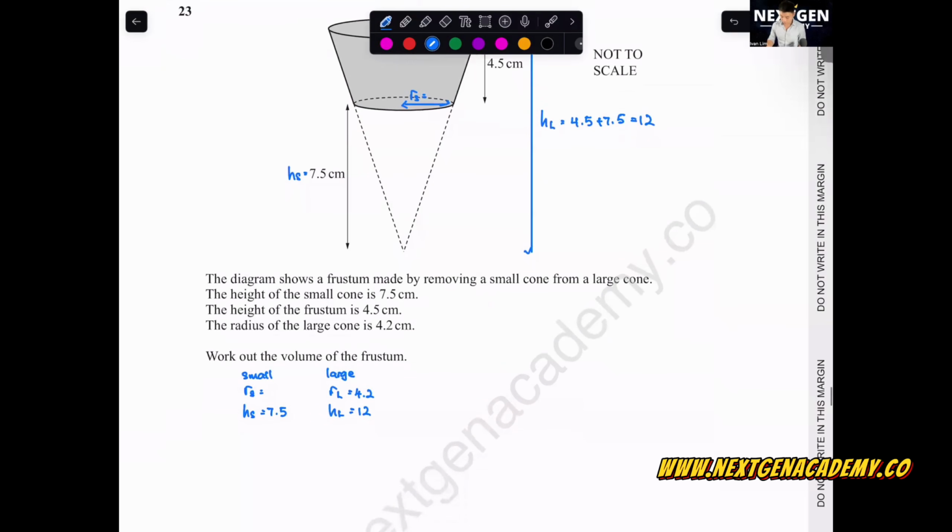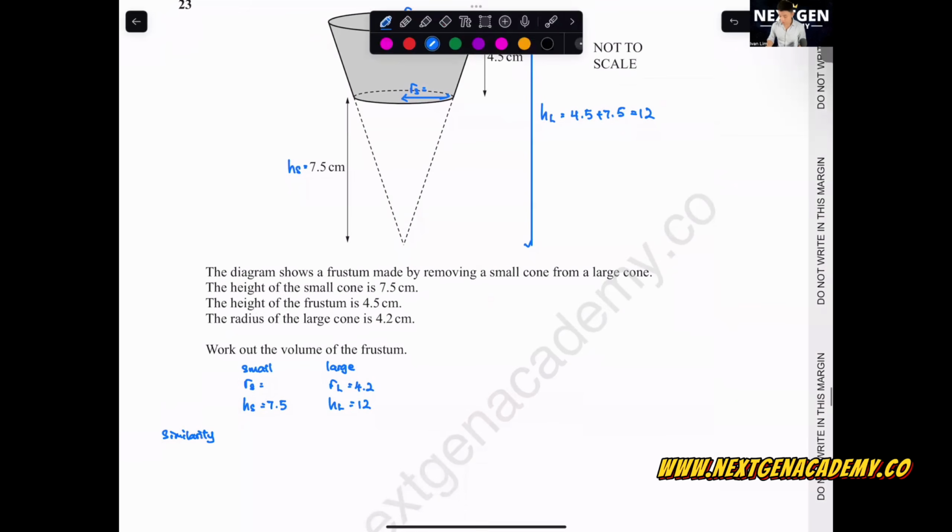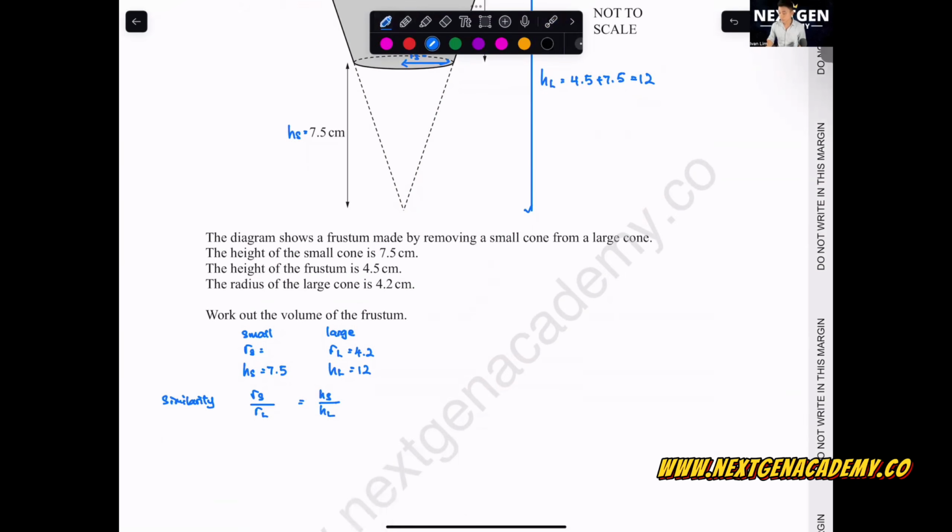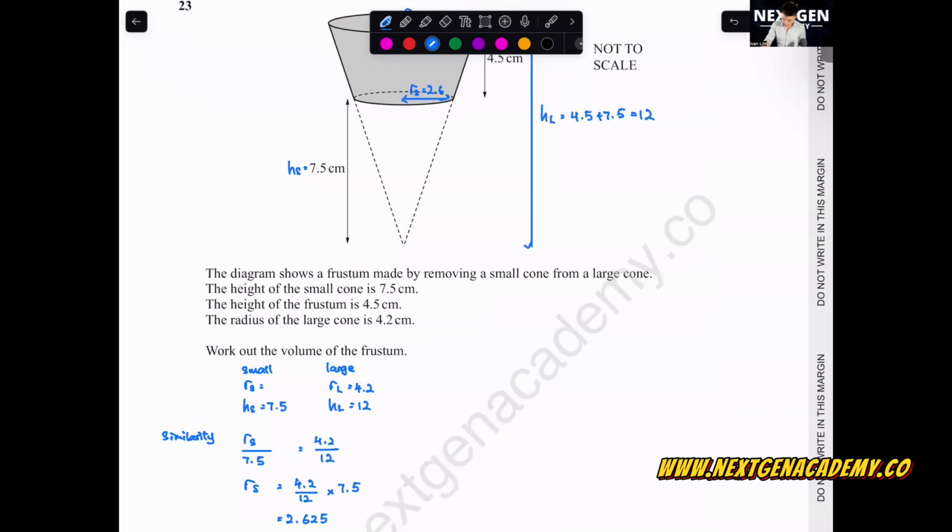We are going to use the concept of similarity first, which is small over large. RS over RL equals HS over HL. Let's just follow the order of this. RS over 7.5 equals 4.2 over 12. RS equals 4.2 over 12 times 7.5. We will get 2.625. So this part here is 2.625.